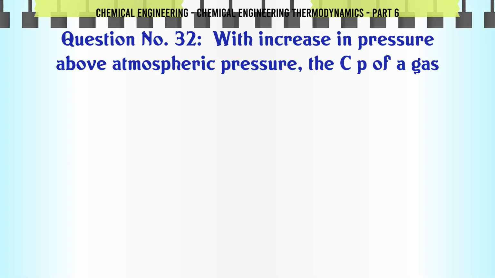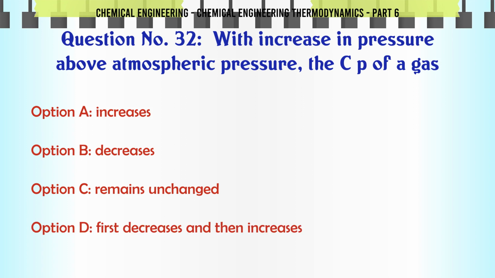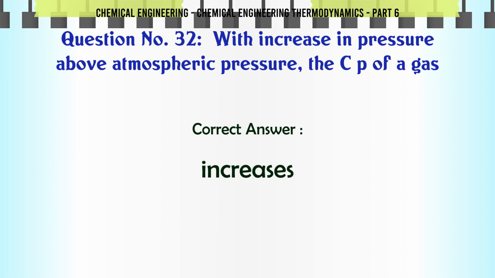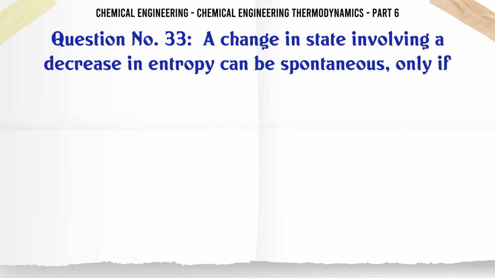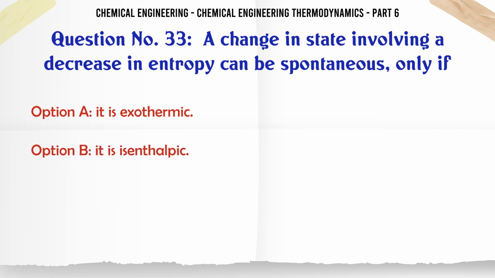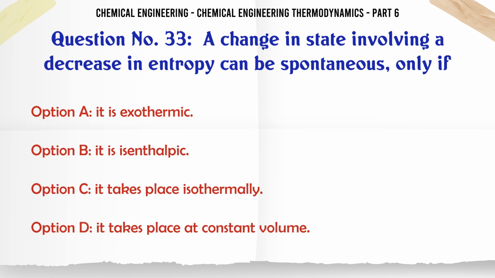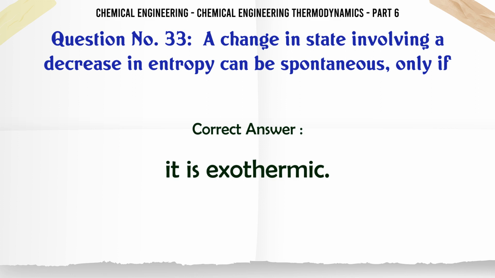With increase in pressure above atmospheric pressure, the Cp of a gas A. increases. B. decreases. C. remains unchanged. D. first decreases and then increases. The correct answer is increases. A change in state involving a decrease in entropy can be spontaneous only if A. it is exothermic. B. it is isenthalpic. C. it takes place isothermally. D. it takes place at constant volume. The correct answer is it is exothermic.